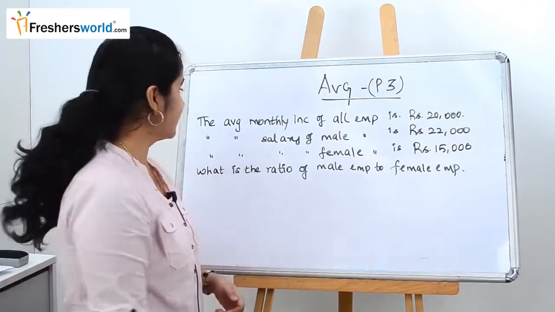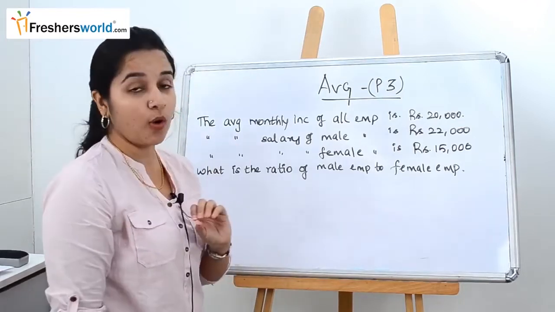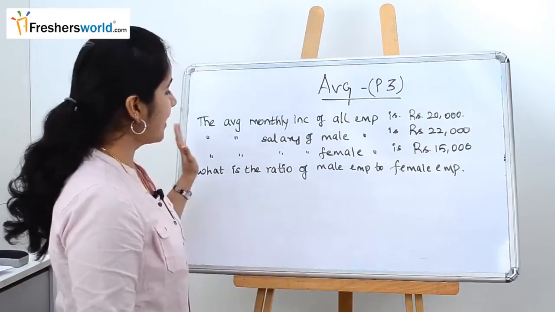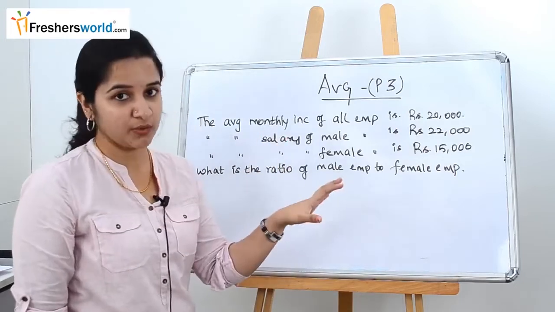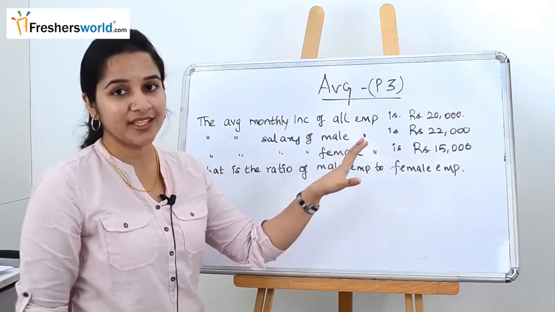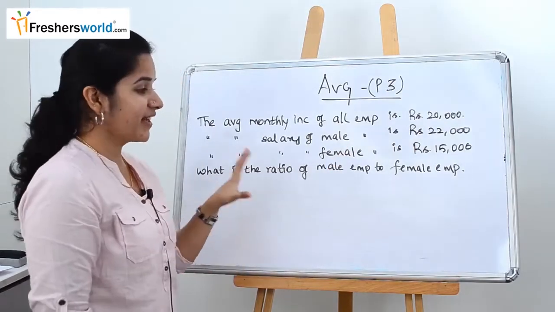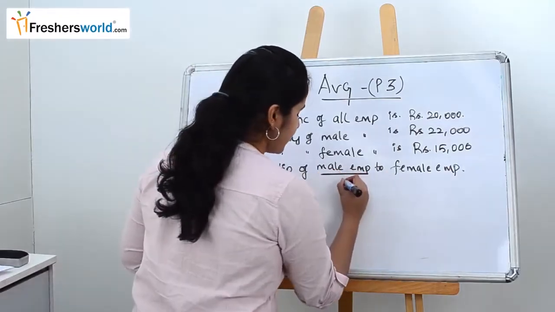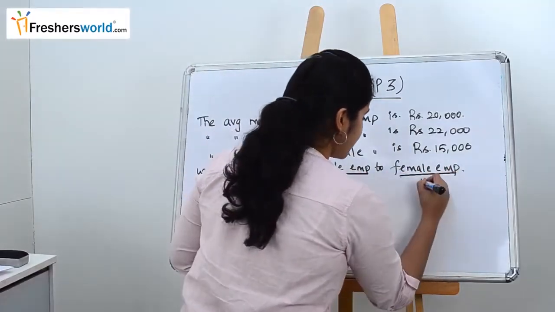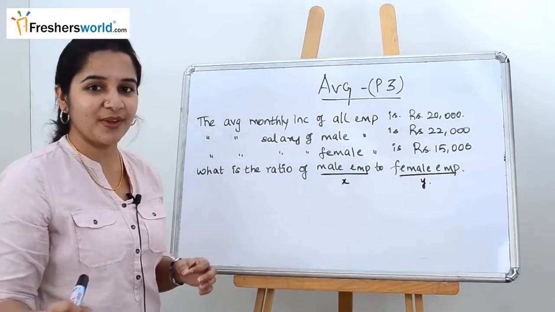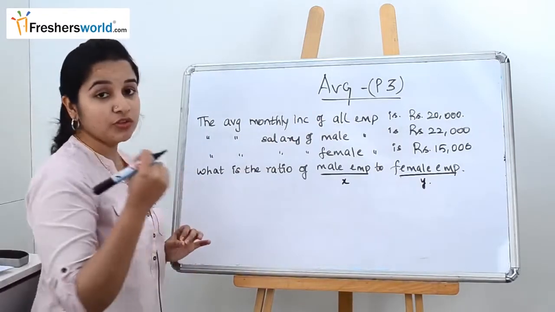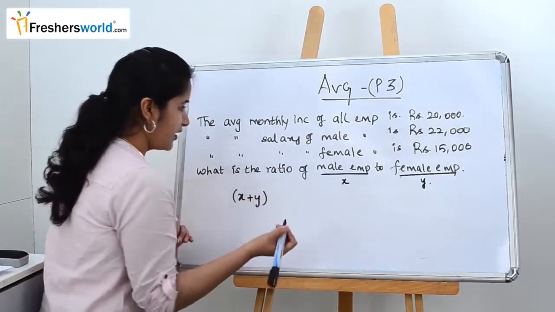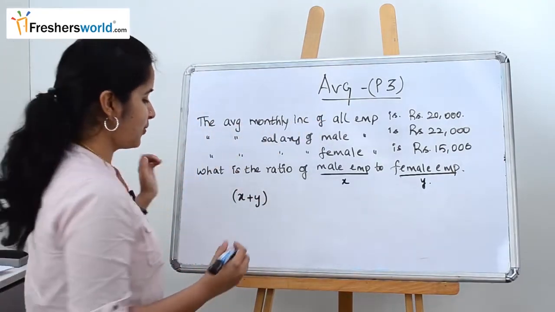The next question is, the average monthly income of all the employees in a particular company is 20,000. They have given the average salary of the male employees as 22,000 and that of the female employees as 15,000. They have asked what is the ratio of male employees to female employees. So let's consider male employees as x and female employees as y. Let's form an equation in the usual way. We don't know the total number of employees, so we take it as x plus y, into their overall average, which is 20,000.